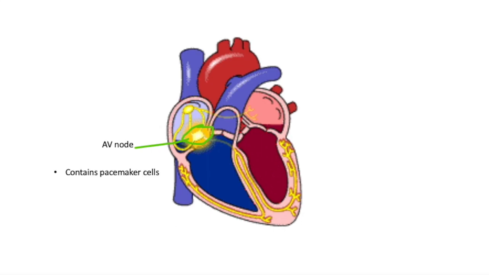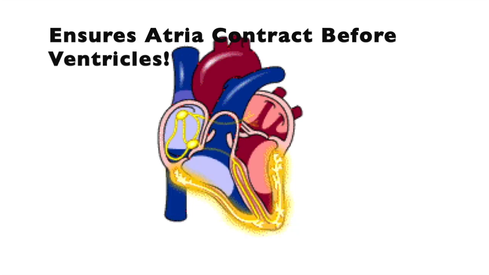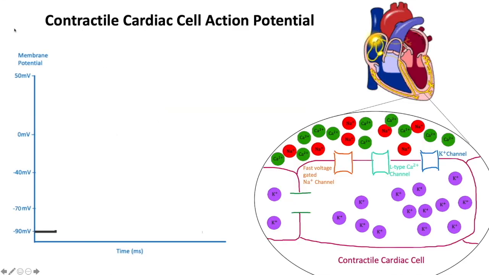The AV node also contains pacemaker cells and delays signals from the SA node by about 0.1 seconds before they are then passed onto the ventricles. This ensures the atria can contract before the ventricles, which is essential in maintaining the proper cardiac cycle. However, the action potentials exhibited by contractile cells have different characteristics to that of pacemaker cells. Unlike pacemaker cells, they have a resting membrane potential and only exhibit depolarization when activated by a neighbouring cell.